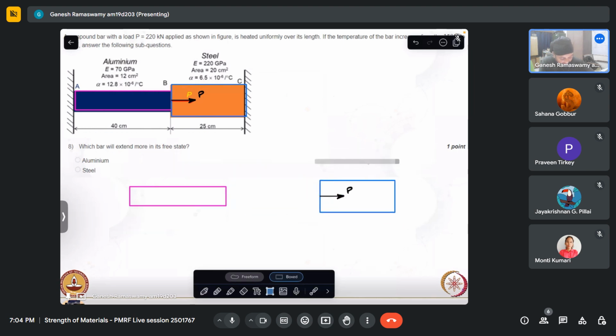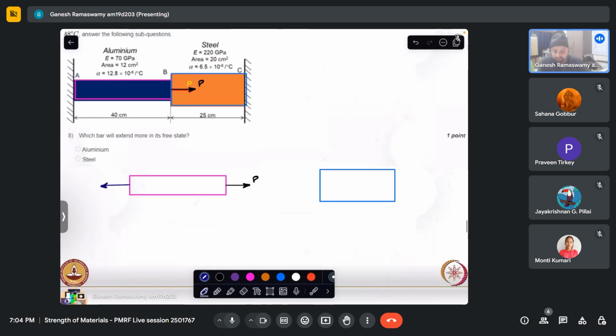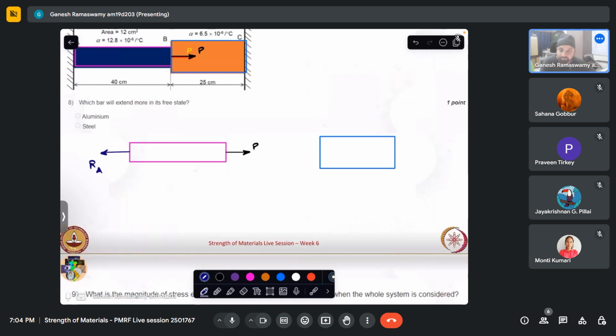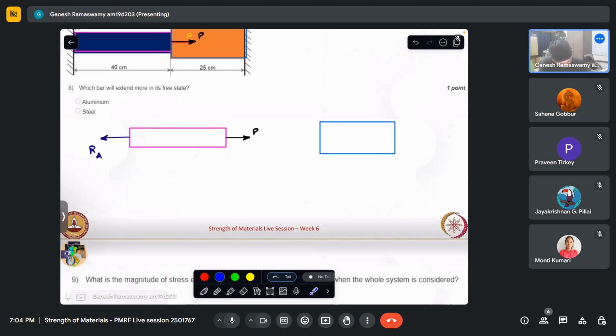So what I'll do, I'll take P and apply it here. Now that this has to be in equilibrium, so naturally there will be some reaction developed here because of the fixed end at A. Let us call that reaction Ra. Now, for this free body diagram to be complete, I need to account for its body force. But since the question doesn't speak of that, we will neglect that for the time being. And then call it 1. Let us call this 2. So there will be an interaction, force interaction setup, which let me put it like that.